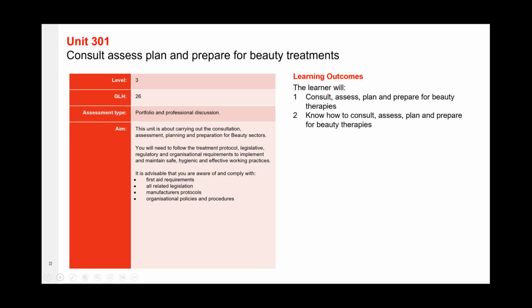Right, so this first slide is a breakdown from the handbook, and it's showing you Unit 301, consult, assess, plan and prepare for beauty treatments. It tells you the guided learning hours and how it will be assessed, which is a portfolio and professional discussion. This unit is about carrying out consultation, assessment, planning and preparation for a service that the apprentice will be given, following treatment protocol, legislation, regulatory and organisational requirements, and maintaining safe, hygienic, effective working practice.